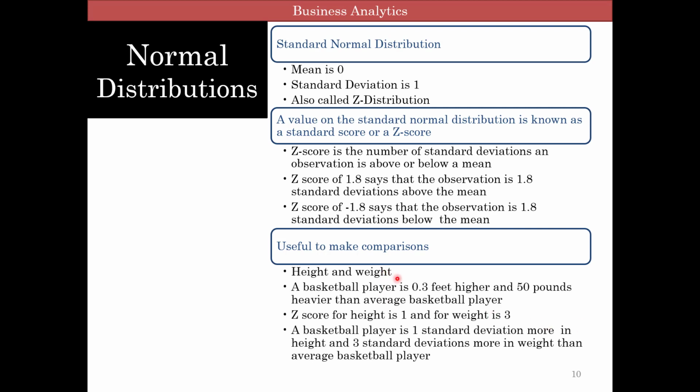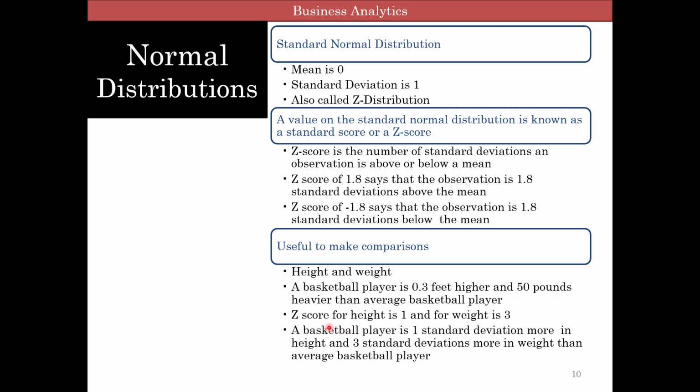Let's take height and weight. Let's say a basketball player is 0.3 feet higher and 50 pounds heavier than the average basketball player. Now this is 0.3 feet. If you convert this into inches, the numbers change, and you can't really compare feet and pounds, can you? It's like chalk and cheese.